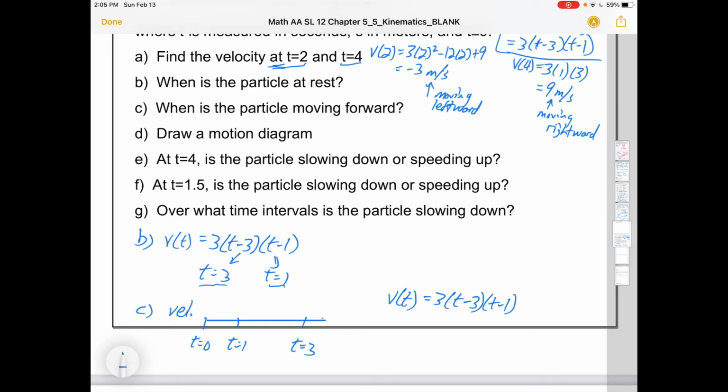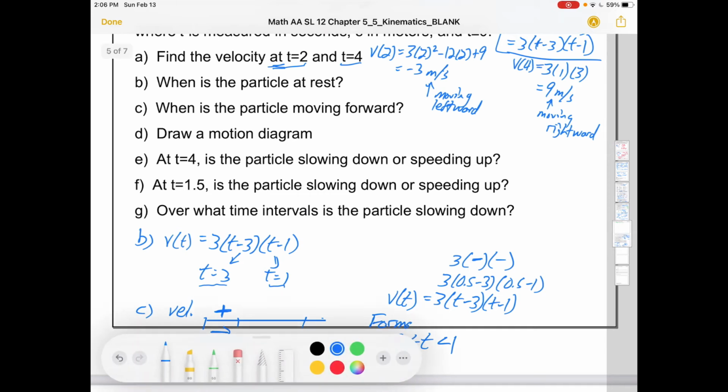Let's see. It's something between 0 and 1. What if we had put in 0.5 for t? I just want to find out what velocity is going to be. And I don't actually want to figure this out. I just want to say it's going to be 3 times a negative number times a negative number. Velocity is going to start off positive, which means we're moving forward. So I guess part of the answer to this question is we're moving forward in the first 1 second. Forward.